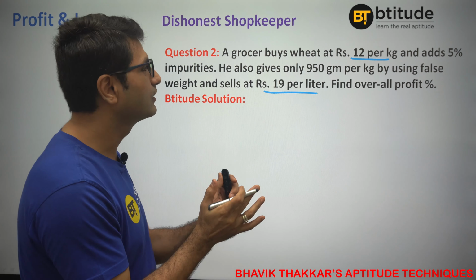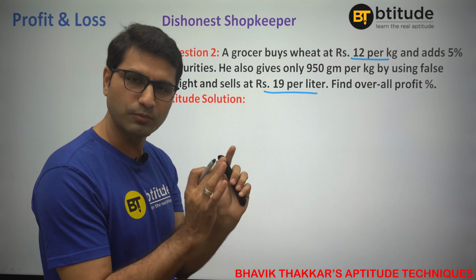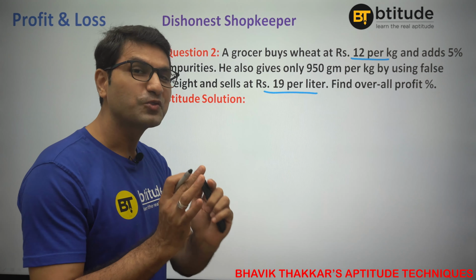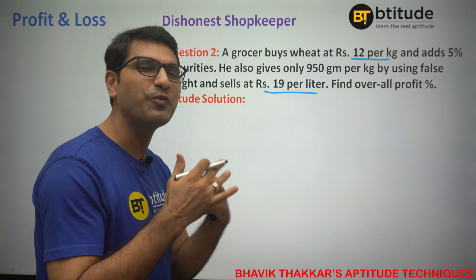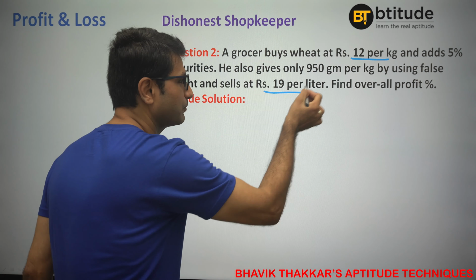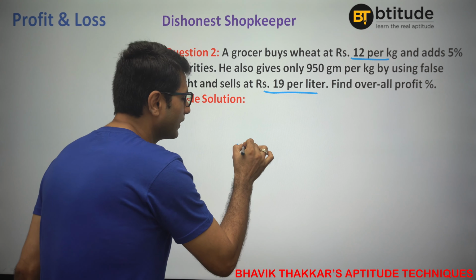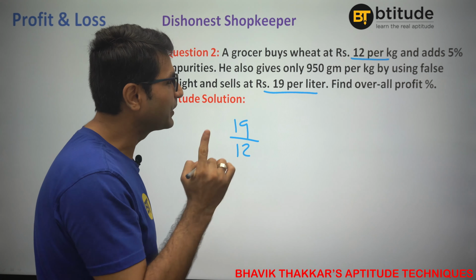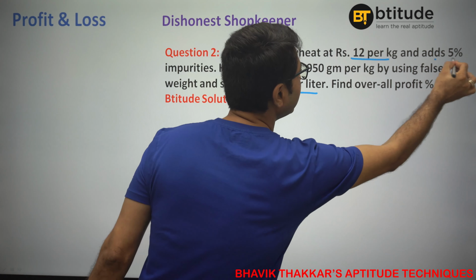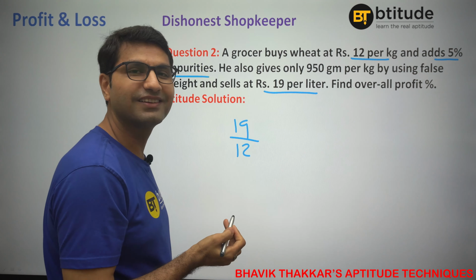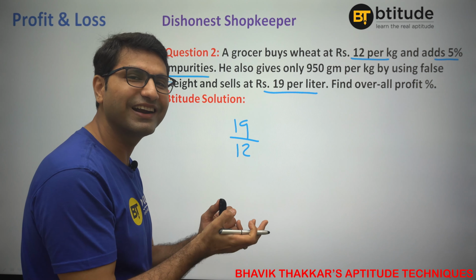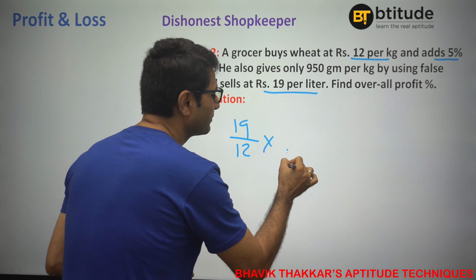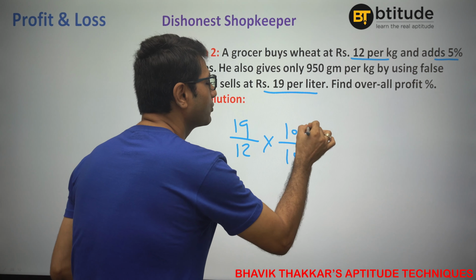So this is first. It should be either kg at both the places or liter. It's okay, we can understand. Are you getting this? So one way of making profit was, obviously this is profit, right? He is making 19 out of 12. That is first thing. Okay. Now he is also adding 5% impurities. That means if it is 100 kg or 100 liter, he is adding 5. So he is making 105 out of 100.